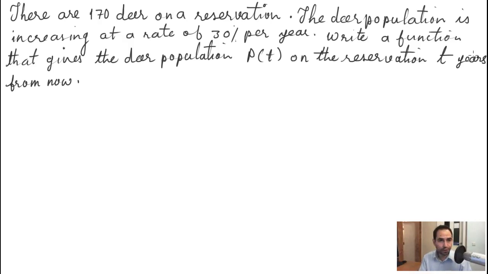Exponential functions. So the example is: there are 170 deer on a reservation. So you have 170 deer here, and the deer population is increasing at a rate of 30% per year. Write a function that gives the deer population P of t on the reservation t years from now.